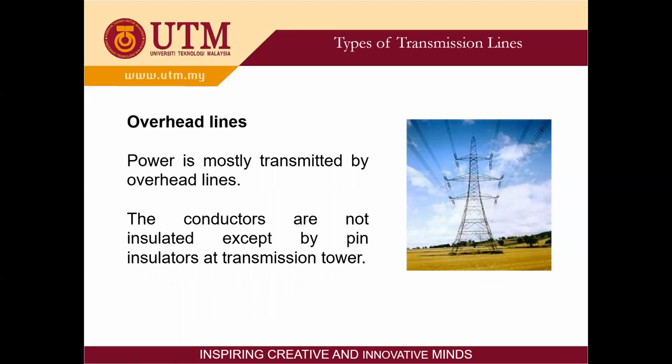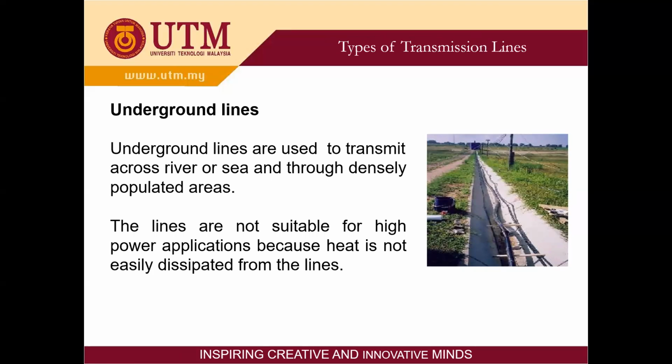Power is mostly transmitted by overhead line because of the cost. The overhead line is much cheaper compared to the underground transmission line. The conductors are not insulated, as previously described. It is only insulated by the pin insulator at the transmission tower. While the underground line, as shown in the figure here, is used to transmit across river or sea or through densely populated areas. The underground cables are not suitable for high power applications because the heat underground cannot be dissipated very easily.